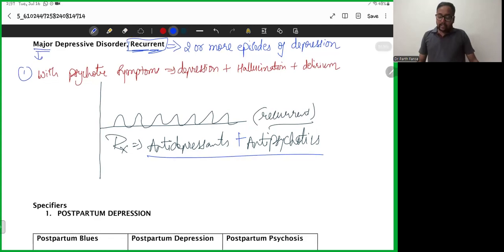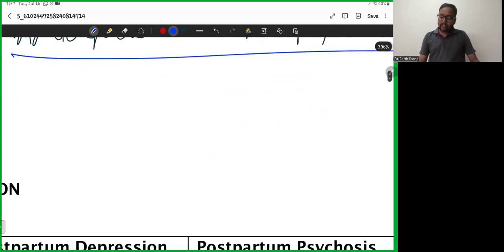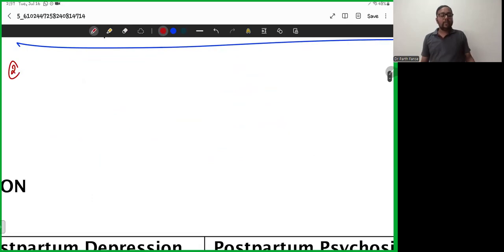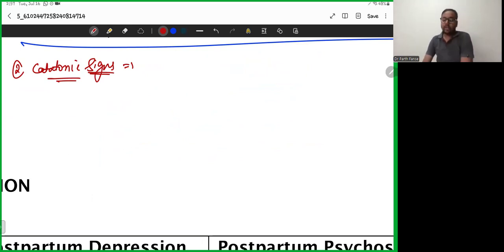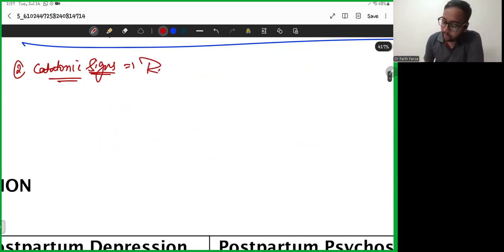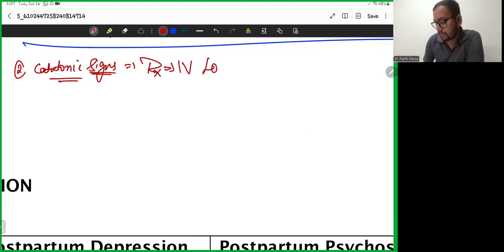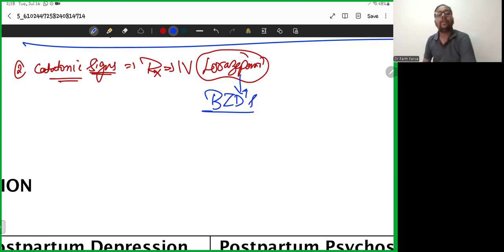Next, one more symptom we can see in patients of major depressive disorder is a catatonic sign. Now you may have a question: what do you mean by catatonic signs? Catatonic symptoms are something different, which we will discuss in a later half. For now, just remember, we have to treat the patient with IV lorazepam. You very well know lorazepam belongs to the benzodiazepines.